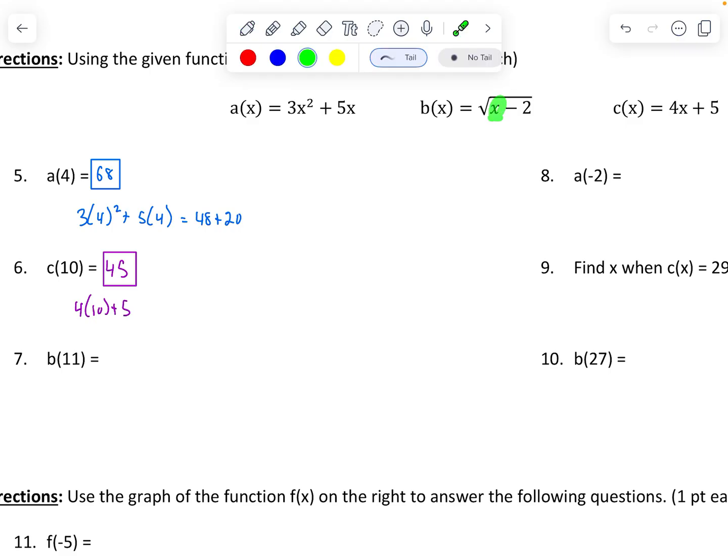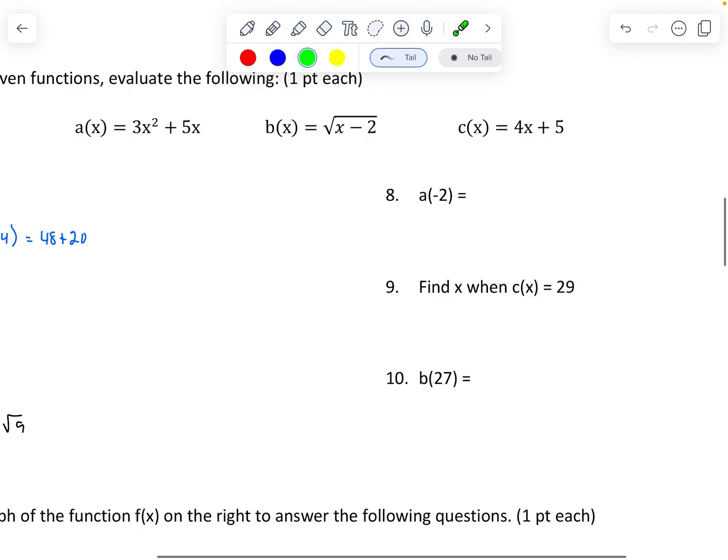And then b of 11. So plug in 11 right here. And we get square root of 11 minus 2, which is the square root of 9, which is 3. If this number happened to not be a perfect square, like a number you know the square root of, like if it was 15 underneath, you can just write square root of 15. That would be fine for now.